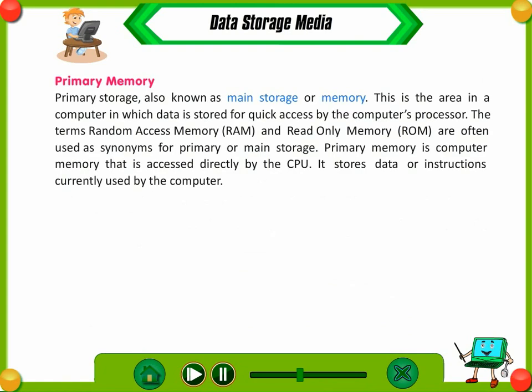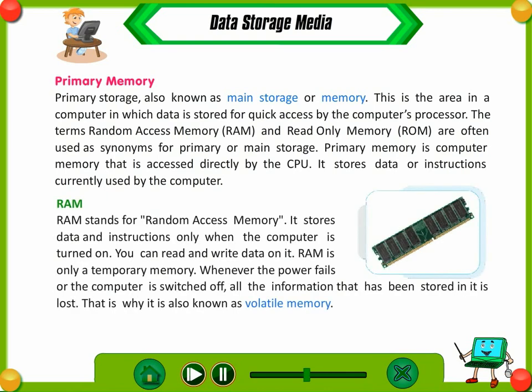Primary memory. Primary storage, also known as main storage or memory. This is the area in a computer in which data is stored for quick access by the computer's processor. The terms random access memory, RAM, and read-only memory, ROM, are often used as synonyms for primary or main storage. Primary memory is computer memory that is accessed directly by the CPU. It stores data or instructions currently used by the computer.